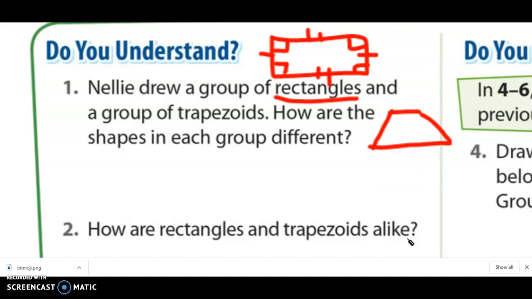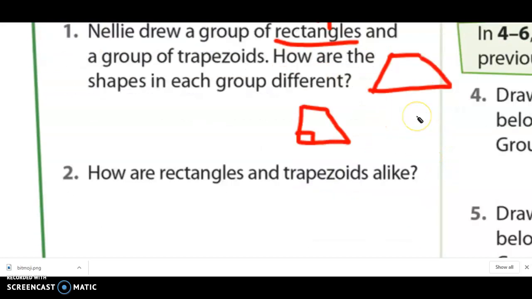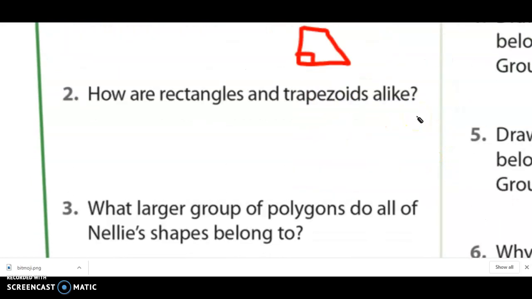If we were going to talk about the trapezoid group, we might say they have 1 set of parallel sides, they don't always have right angles, I should say, because they can. This is still a trapezoid, even though it has that right angle, but they don't always have right angles, so we could say that. And we could say they don't have 2 sets of sides the same length, 4 total, but 2 sets, 2 pairs.